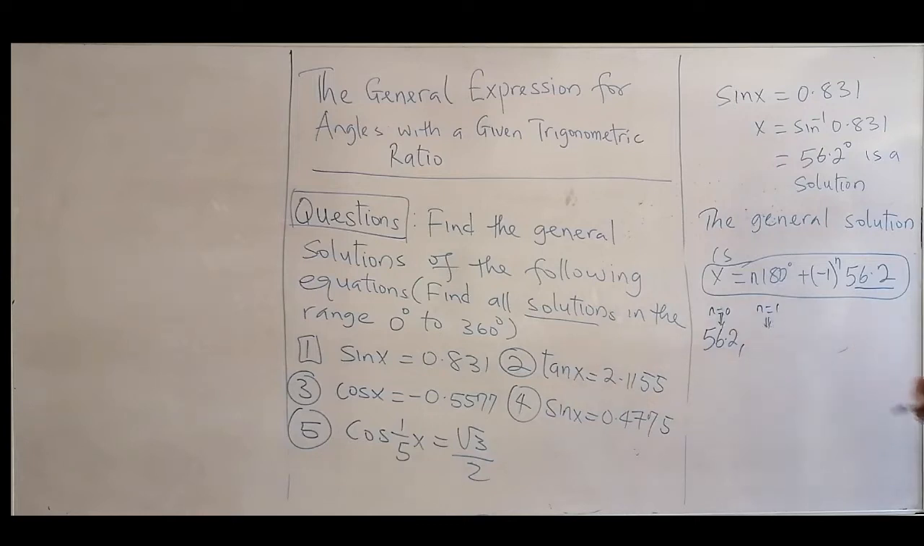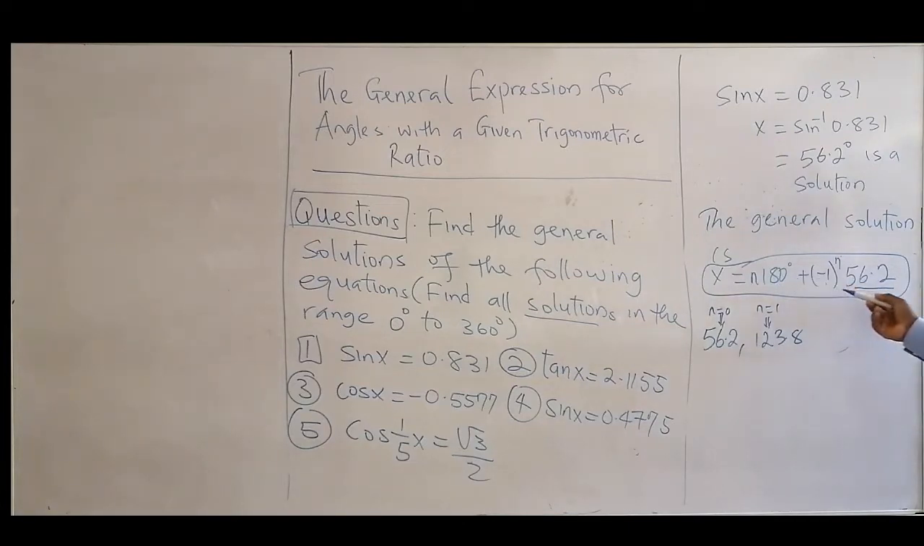let's see what we got. N is 1, we have 180 minus, because this one to power 1 will give you minus 1. So 180 minus 56.2. That will give us 123.8. Okay. So if n is 2, you can go on.